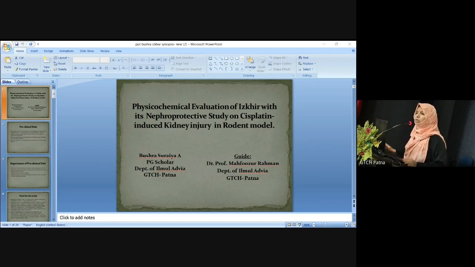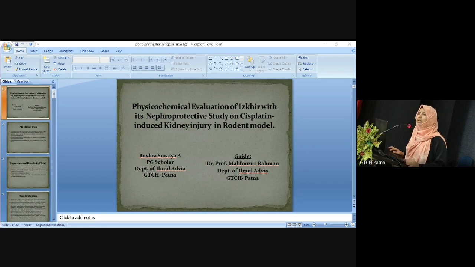I, Dr. Bushra Suraiya, PG scholar from Department of Ilmul Advia, GTCH, Patna, am here to present my synopsis today. The title of the topic is Physicochemical Evaluation of Izkhar with its Nephroprotective Study on Cisplatin-Induced Kidney Injury in Rodent Model.